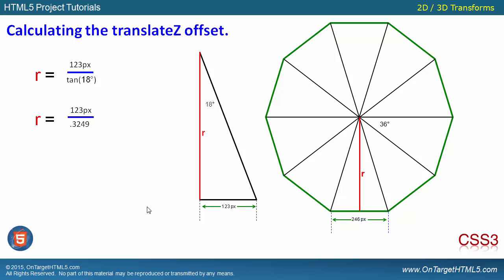In this case, the tangent of 18 degrees is 0.3249. And 123 pixels divided by 0.3249 gives the Translate Z. In other words, from this point right here to the edge is 378 pixels. And that's where we're getting that number we're getting ready to enter into our CSS file.